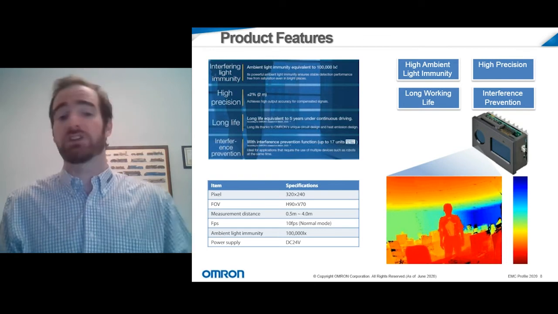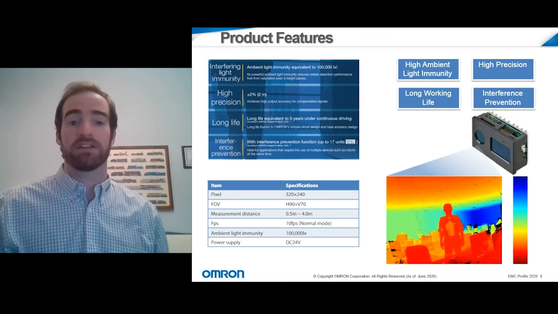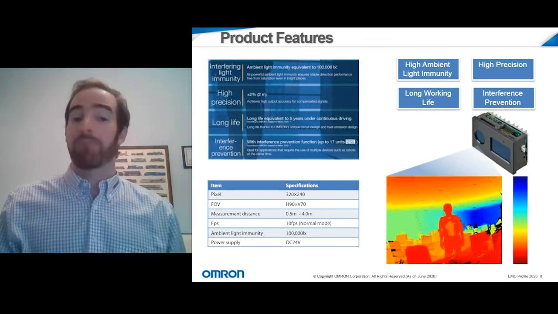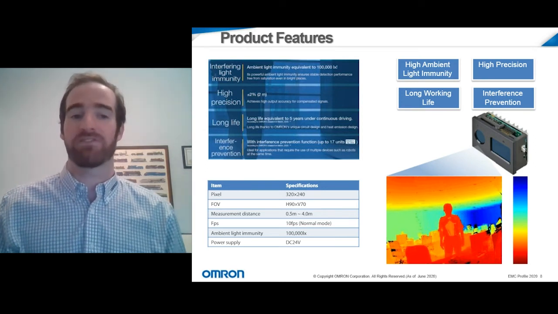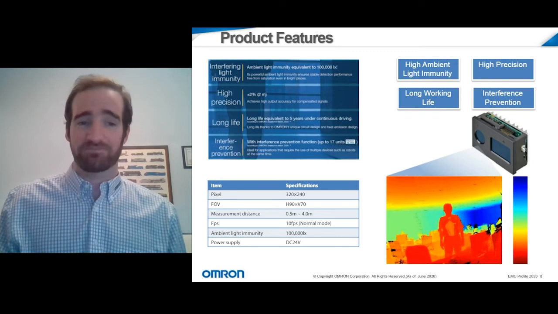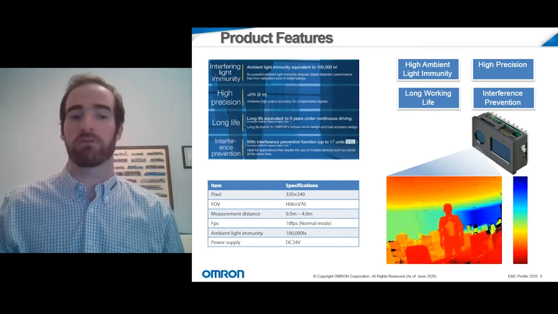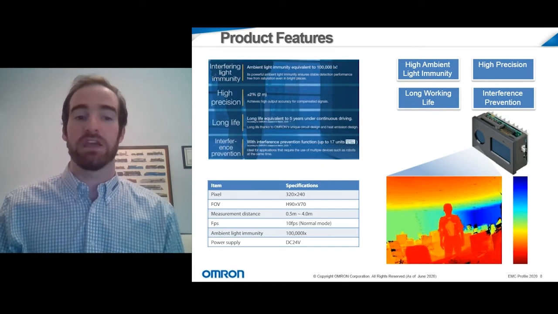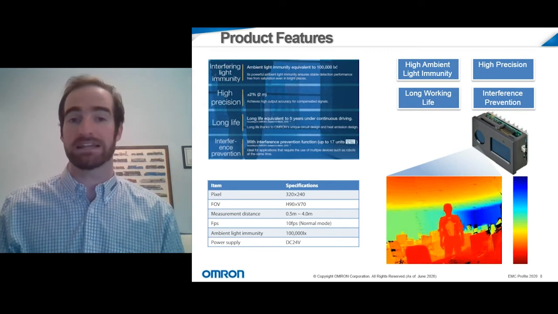Its high precision comes from compensated signals within the internal programming and software developed by the engineers. Because of the different properties and different materials, such as color and reflectiveness, we have these different compensated signals to increase the sensor performance, consistency, no matter what is being detected.